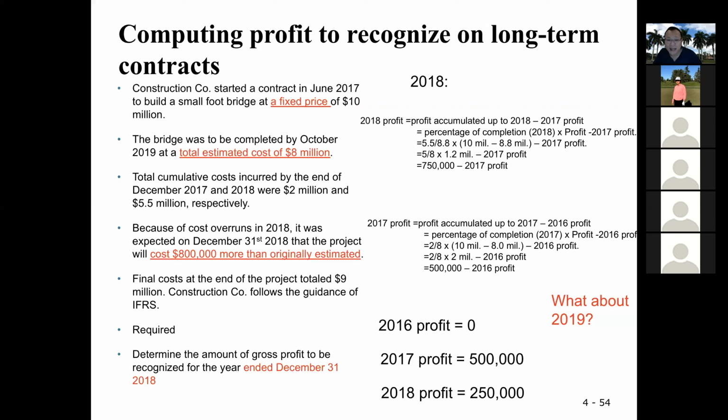The price is 10 million, right? The final cost at the end of the project is 9 million. So how much you make? 10 minus 9. So 1 million, right? So over 3 years, you recognize 1 million. The first year you recognized 500,000. The second year you recognized a quarter. The third year you're going to recognize another quarter. Does this make sense?